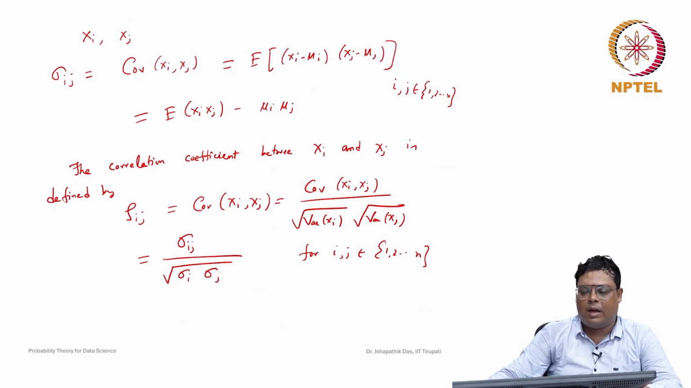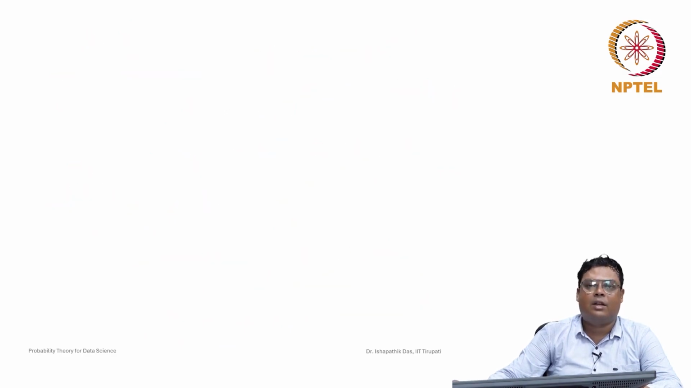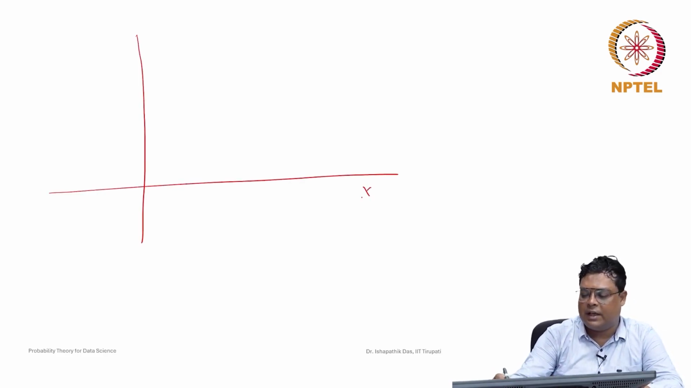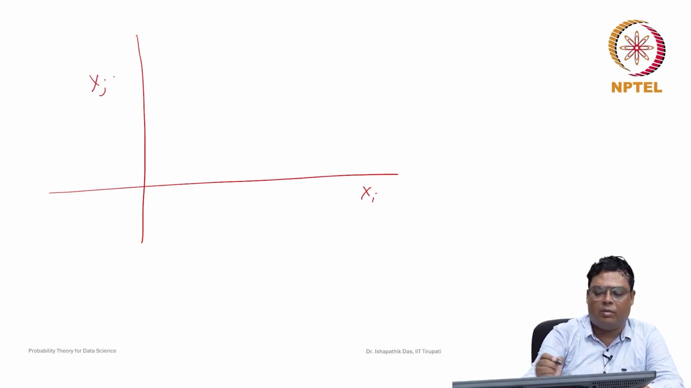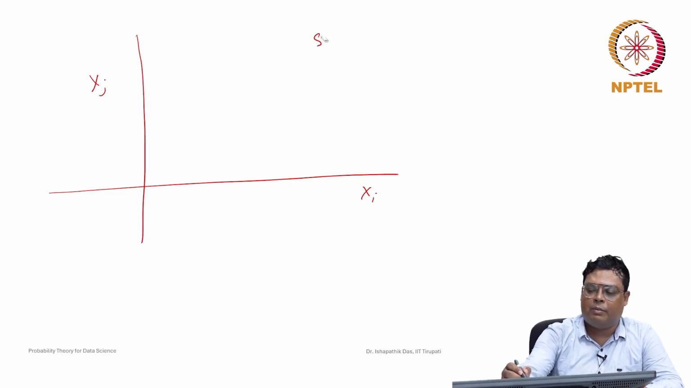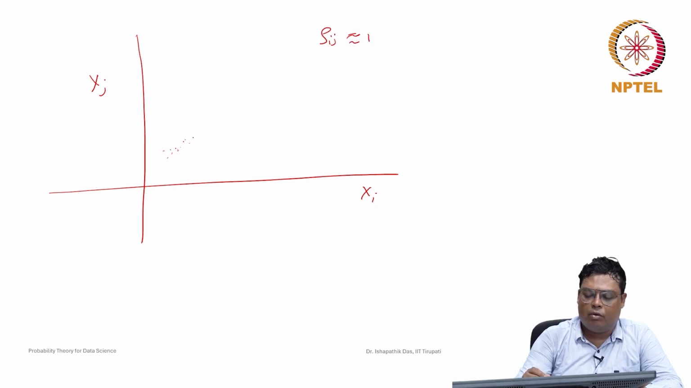For bivariate cases we already discussed this, because we are taking two random variables at a time. Suppose we want to see how they are related, with the correlation coefficient between xi and xj. Depending upon the value of rho ij, if it is close to 1, then the data scatter plot will look like this: if xi is increasing, then xj will also increase. It will be like a straight line, and most of the time the data will be around a straight line.